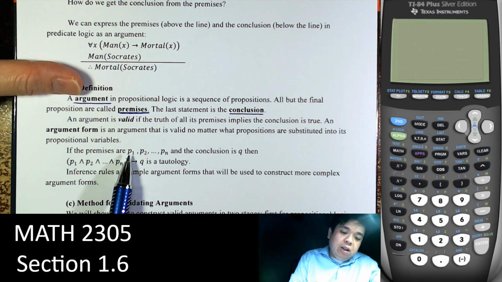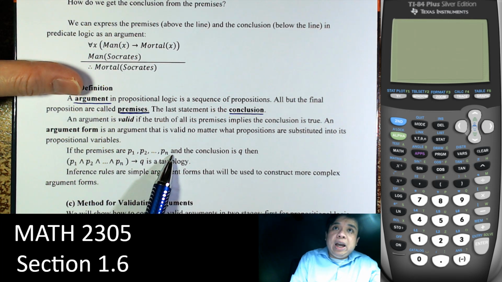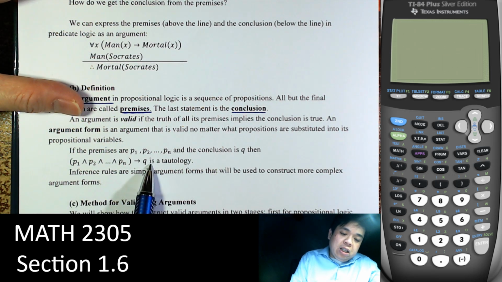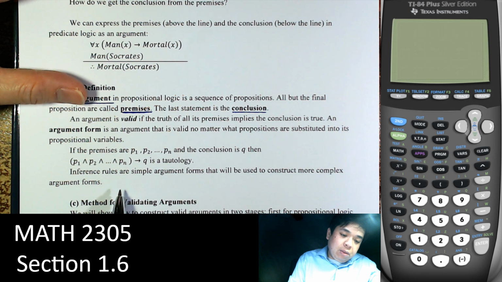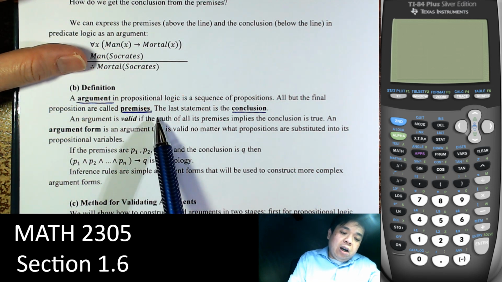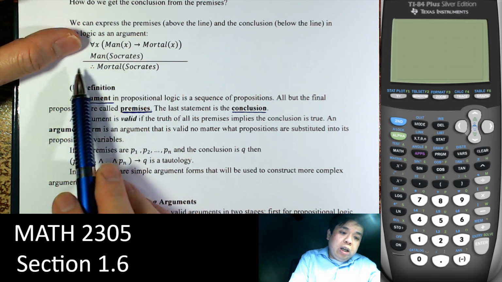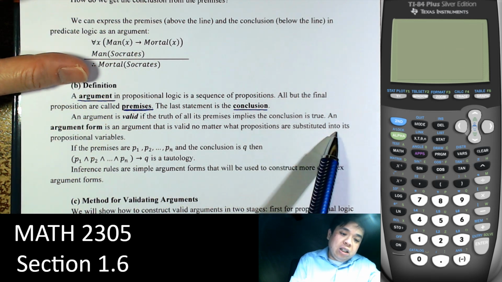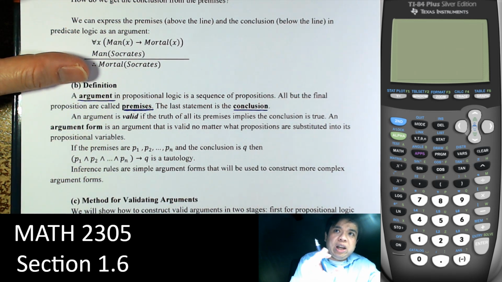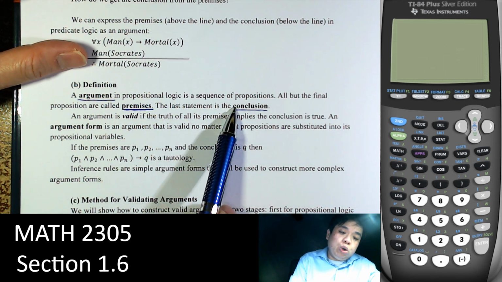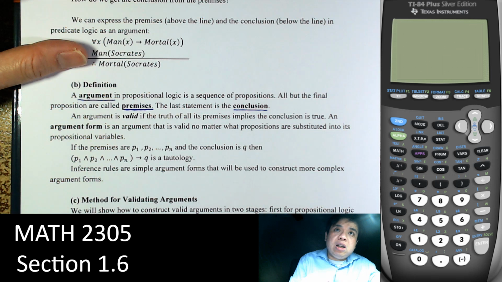If we have P1, P2, on to Pn, and they lead to the conclusion Q, then this is a tautology. Even though the definition says every one of them being true implies the last one is true, of course we can use this as a tautology, so we can substitute anything into it. It's still a tautology. So there are kind of two types of definition. One is the true implies the true, and the other is by the tautology.